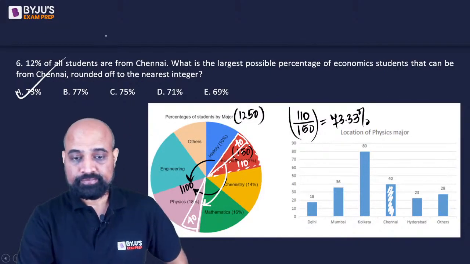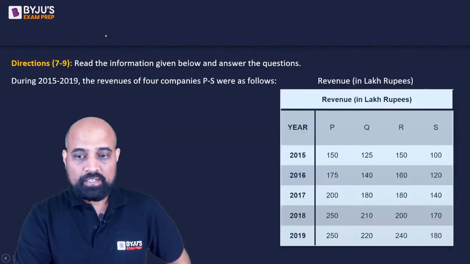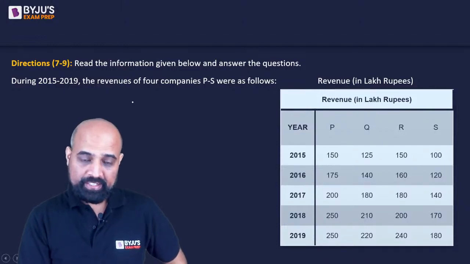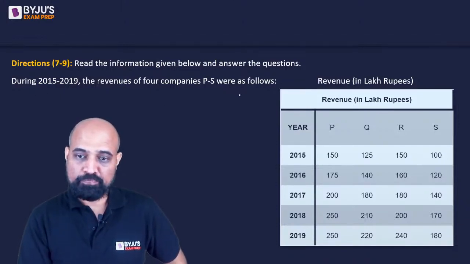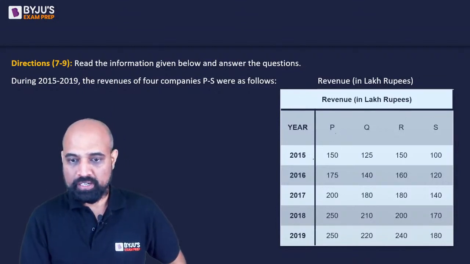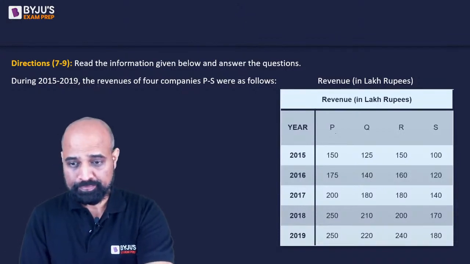ठीक है? Okay. Next one. During 2015 to 2019, the revenues of 4 companies P to S are as follows. So PQRS 150, 175, 200, 250, 250 वगैरह वगैरह करके.